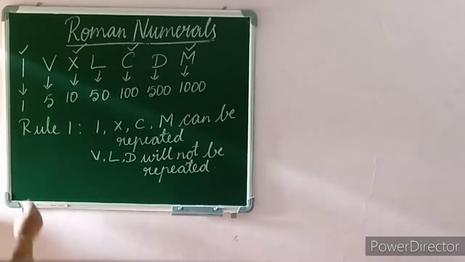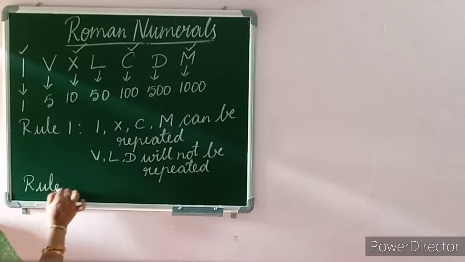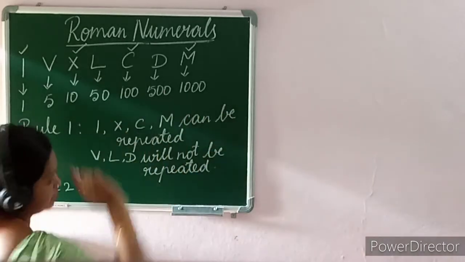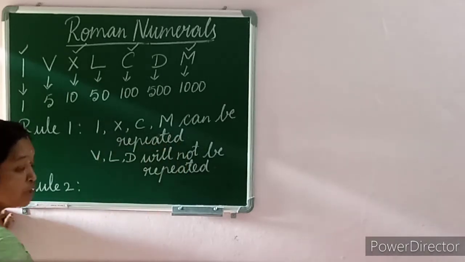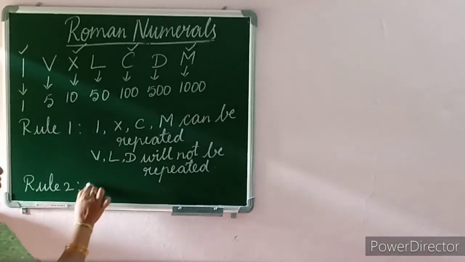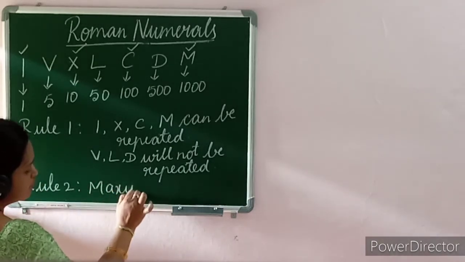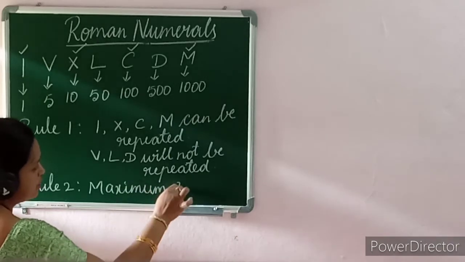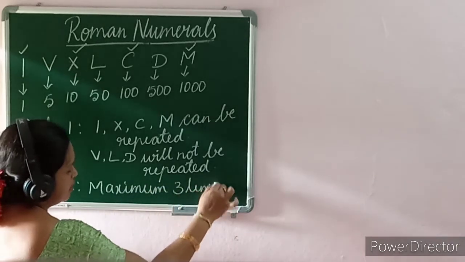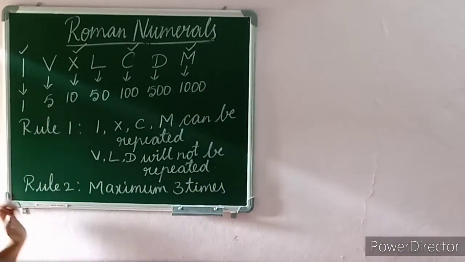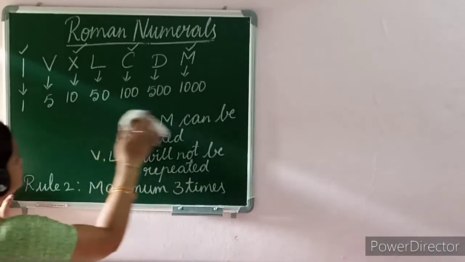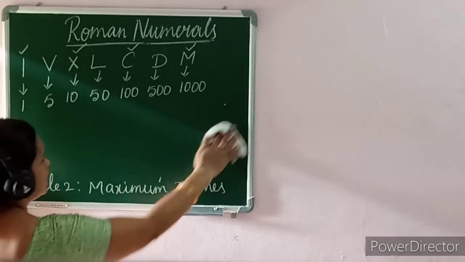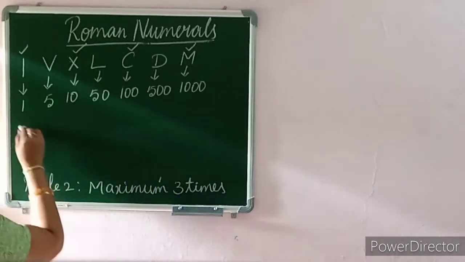Rule number 1 said these can be repeated. But what will rule number 2 tell you? These can be repeated only 3 times. Maximum, you can repeat only 3 times, not more than 3 times. Right, this is your next rule. Now let us come to rule number 3. Let me erase rule number 1. Now, what is rule number 3?